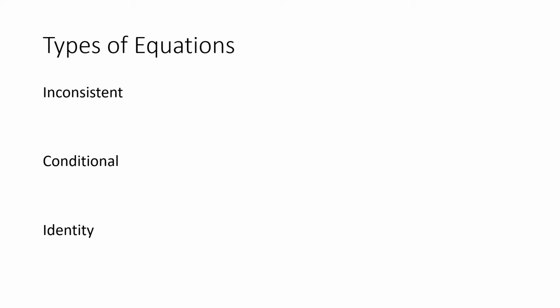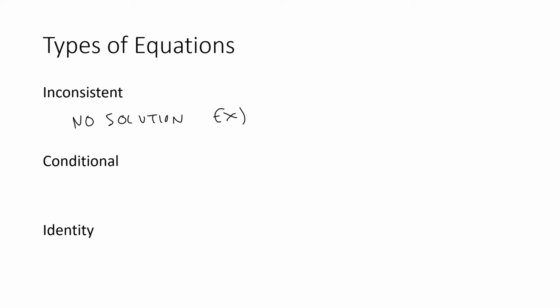Oftentimes in math there are many things that will make a statement false. That's not as interesting as what will make the statement true. So there are a few types of equations: an inconsistent, conditional, and identity equation. An inconsistent equation is one that has no solution, which means you could never find a value of x that would make the statement true.